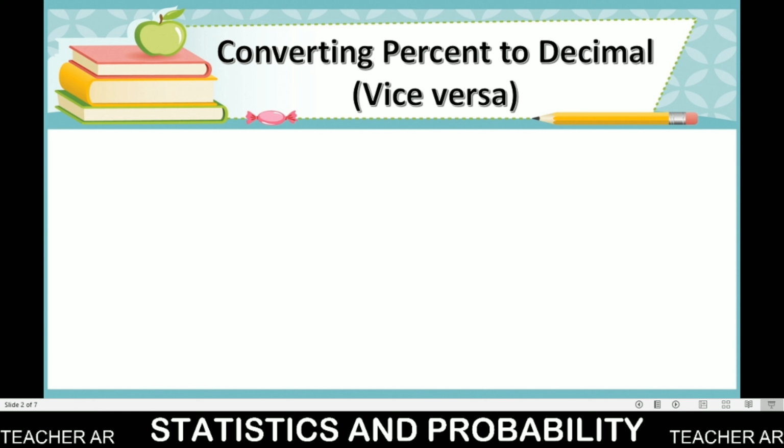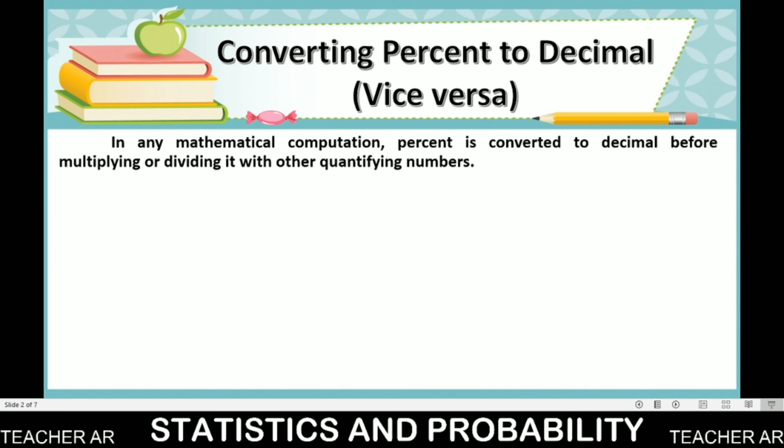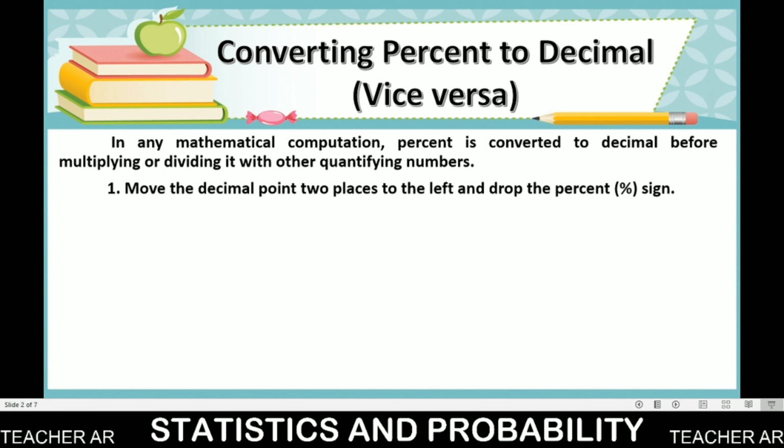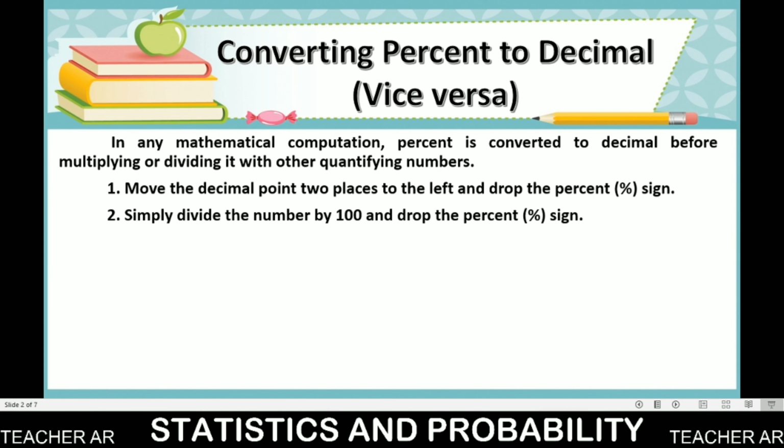Alright, so let's start. In any mathematical computation, percent is converted to decimal before multiplying or dividing it with other quantifying numbers. So meaning to say, we need to convert first percent to decimal before we are going to apply it to any operation. And we have two basic principles in converting percent to decimal. First, move the decimal point two places to the left and drop the percent sign. And second, simply divide the number by 100 and drop the percent sign.